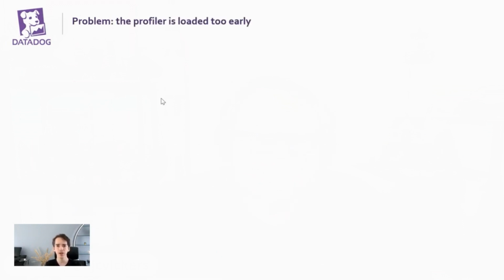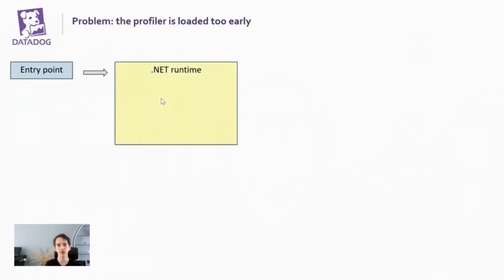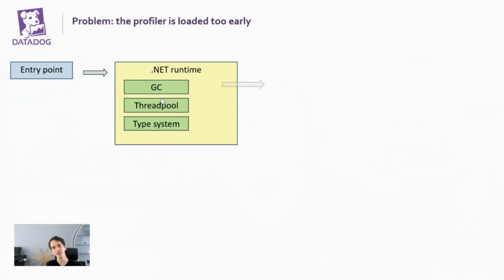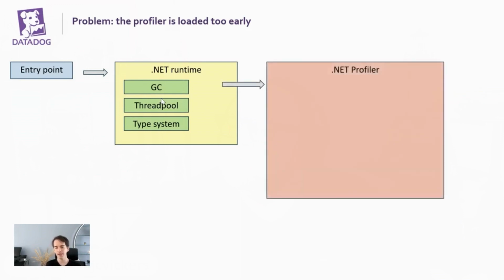So the first one is that the profiler is loaded too early. When you start your application, it's going to execute the entry point, which will trigger the initialization of the .NET runtime. And the .NET runtime comes with a bunch of components, such as the GC, the thread pool, the type system, and so on. And during that initialization, it's going to load your profiler and initialize it. But since your profiler is a .NET application, it's going to rely on the .NET runtime, but the .NET runtime is still initializing, and this is not going to work properly.